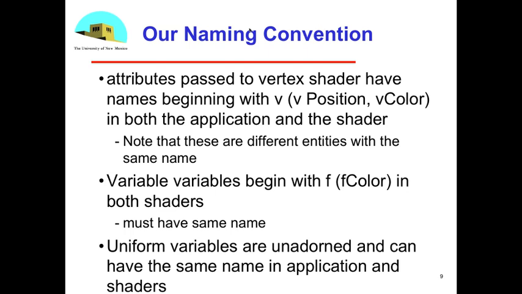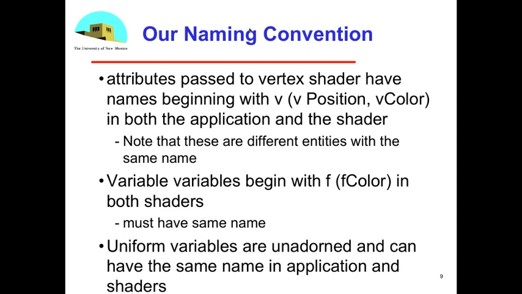What we decided to do was say that attributes that are passed to the vertex shader, which come from the application, are going to be given names that begin with a V. You've seen some. We've talked about vPosition, and we'll talk about vColor, and that will mean something that's an attribute variable. It did come from the application, but it's being used in the vertex shader.